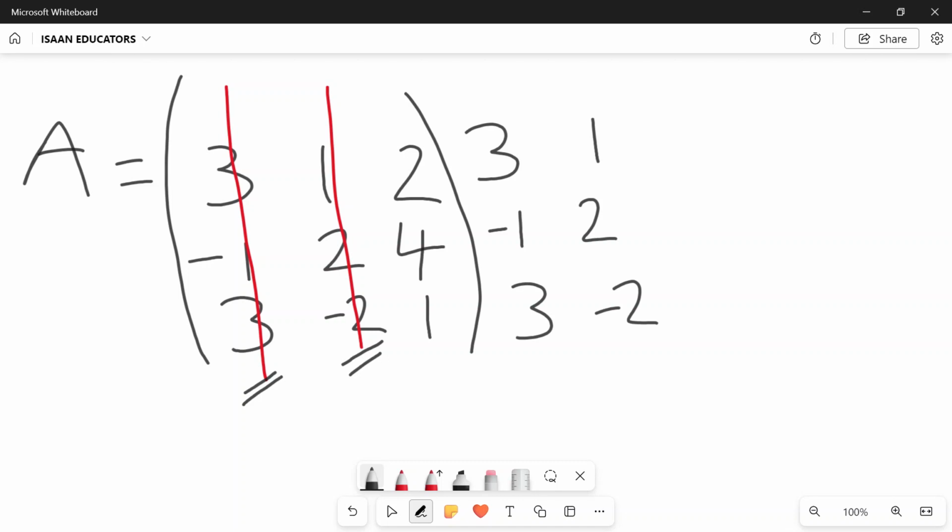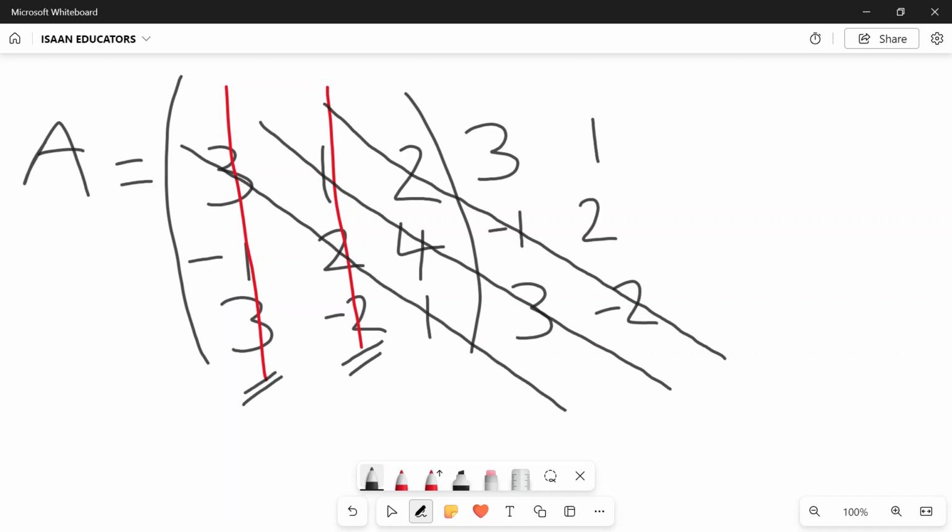Then the next thing you will do is take the product of the elements in the leading diagonals, then subtract from it the product of the elements in the other diagonals, as you have done in the 2 by 2 matrix. So what you are supposed to identify is the elements in the leading diagonals. The first one is 3, 2, and 1. The second one is 1 multiplied by 4 multiplied by 3. And the last one will be 2 multiplied by -1 multiplied by -2. Those are the elements in the leading diagonals.